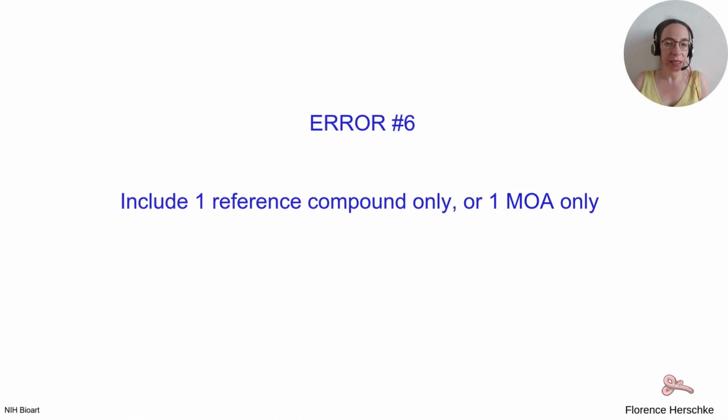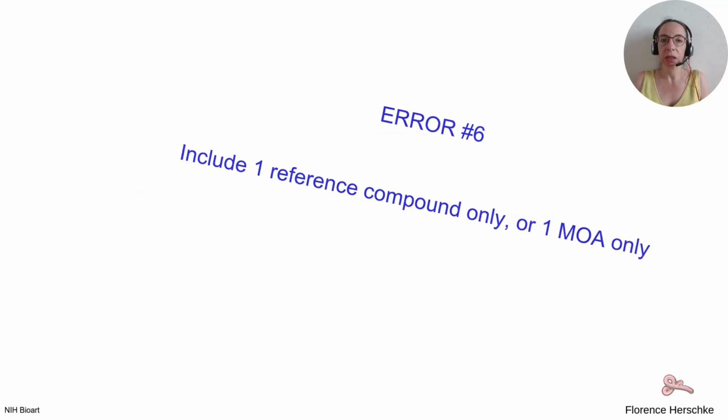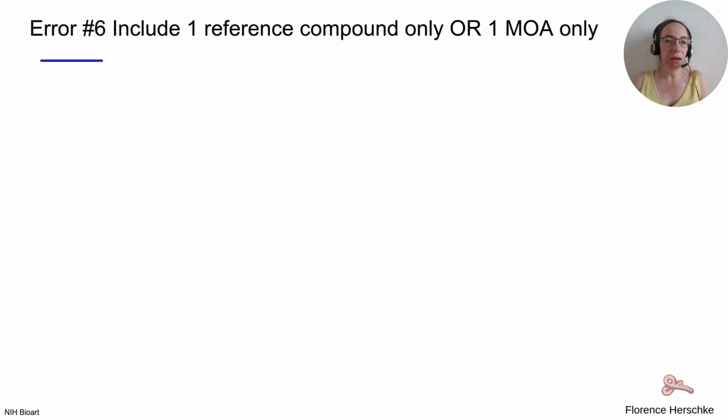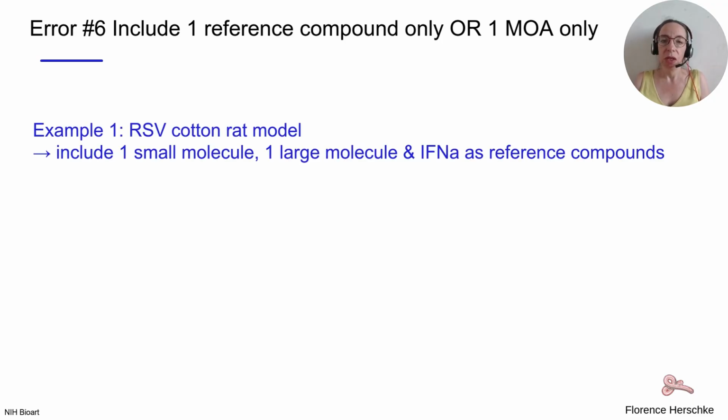Now coming to the last error, error number 6. Include only one reference compound or with only one mechanism of action. The easiest here is to give you examples. So the first example is for RSV, so respiratory syncytial virus cotton rat model. This is a very widespread model for RSV.